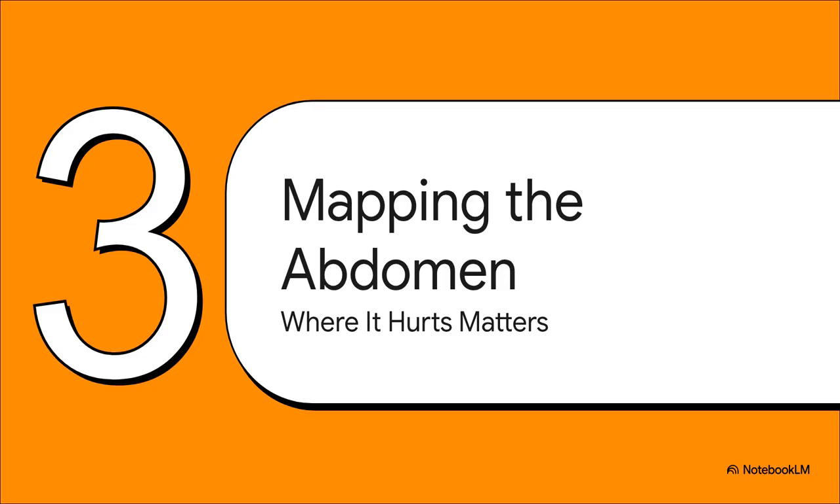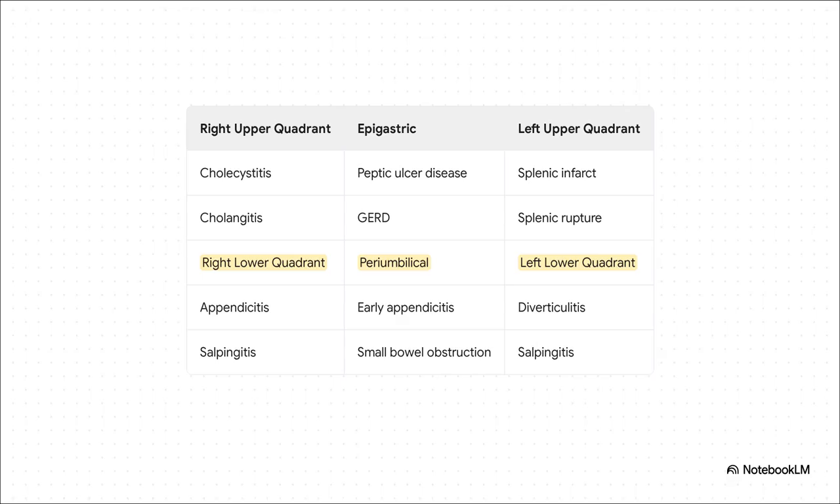All right, so now that we get the types of pain, let's build on that with one of the most practical tools in your entire diagnostic kit, geography. Simply put, where it hurts really matters for narrowing down what could be wrong. I want you to think of this table as your mental map of the abdomen. A patient points to the right upper quadrant. Boom, your brain should immediately be thinking gallbladder, liver, cholecystitis. They point to the left lower quadrant, you should be thinking colon, maybe diverticulitis.